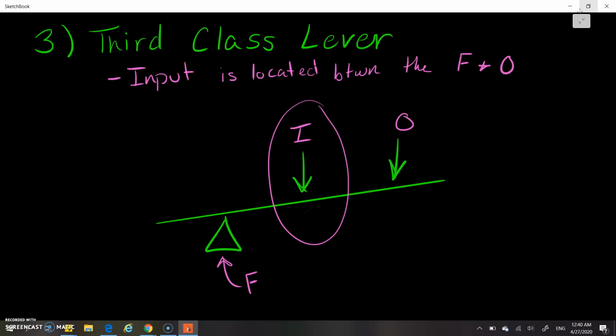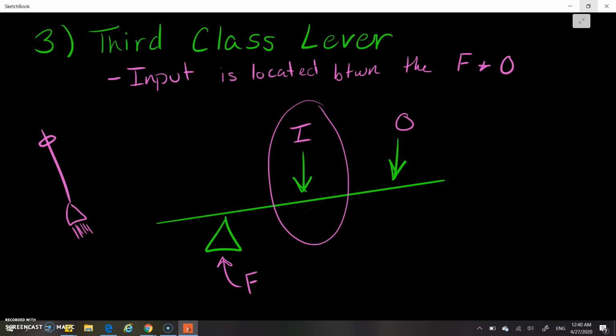If the fulcrum is in the middle, then it's the first class lever. If it's the output in the middle, then it's a second. Fulcrum is first, output is second, there we go, and input is third. So a good example of this is when you're sweeping with like a broom. So the pivot point is going to be up towards the top. Let's draw a broom out right here.